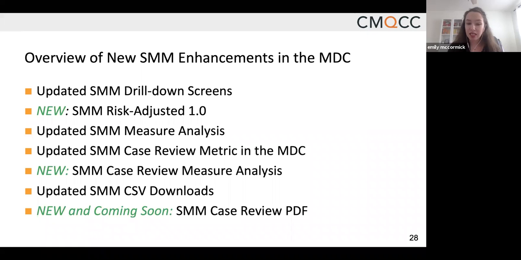We've updated the SMM CSV downloads to incorporate all of these new features. And then we have a new SMM case review PDF that will be rolling out in stages. Some of you who have logged into the Maternal Data Center this morning may have seen some of these updates as they were rolled out last night. So they are available for you to explore in the Maternal Data Center.